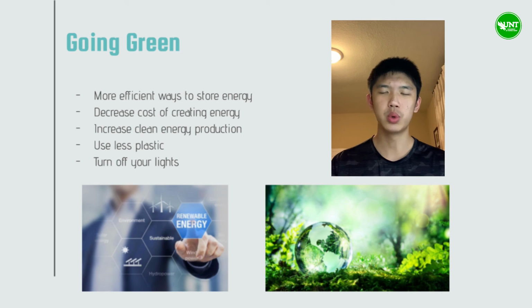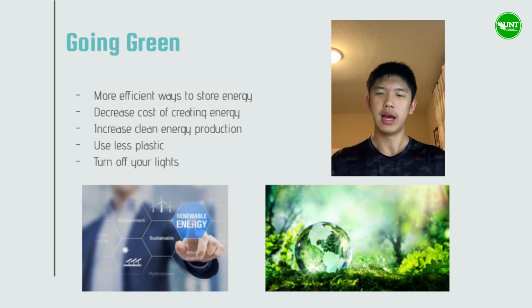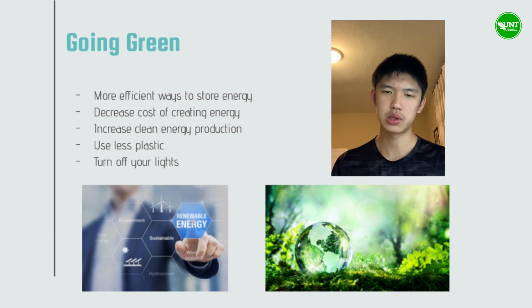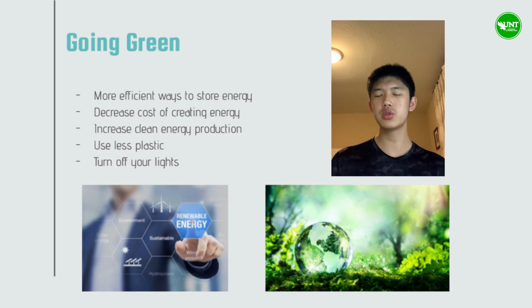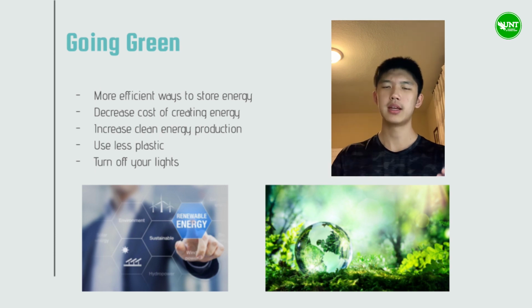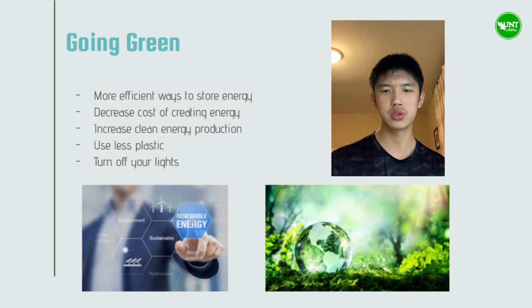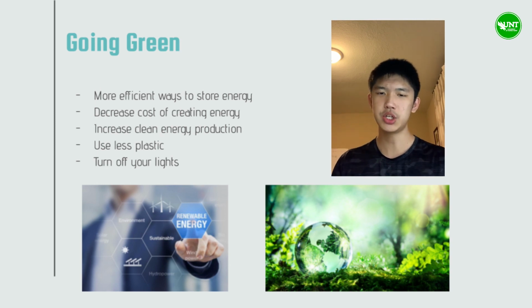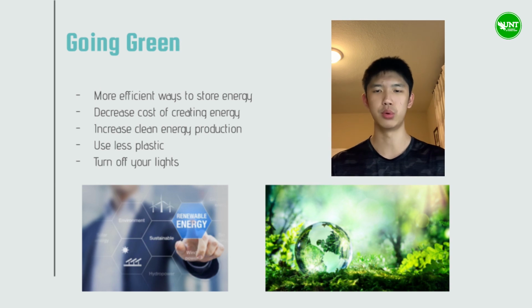So how can we, in our everyday lives, help reduce the amount of non-renewable resources we use? Well, we can reduce the amount of plastic that we use because creating plastic, we use a lot of non-renewable resources, which harms the environment. And we can turn off our lights when we don't use them every day because the energy that comes to power your house comes from power plants that use these non-renewable resources.